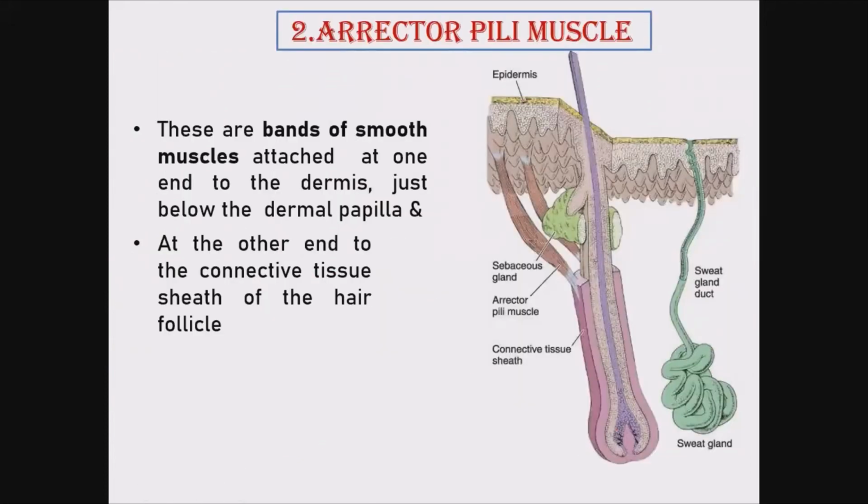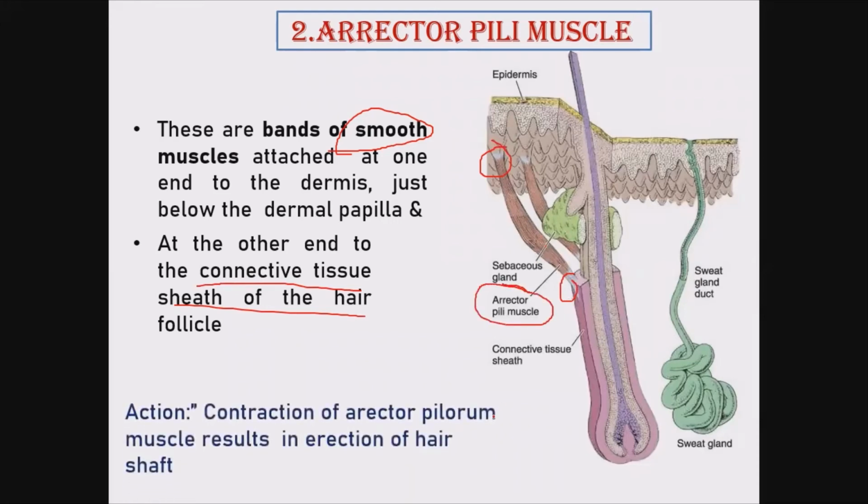Another muscle here in the dermis. In the dermis of the skin, we have a band of smooth muscle. The smooth muscle on one side is attached to the dermis, on the other side it is attached to the connective tissue layer. At one side, just below the dermal papilla, and on the other end to the connective tissue sheath of the hair follicle. This is called the erector pili muscle. This muscle's contraction leads to erection of the hair shaft.